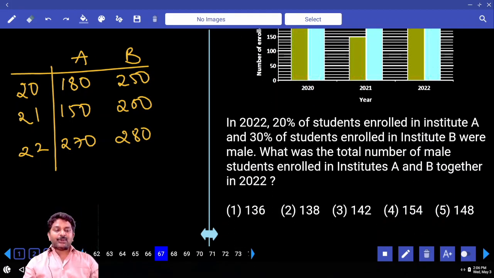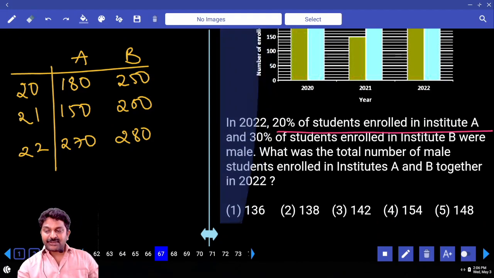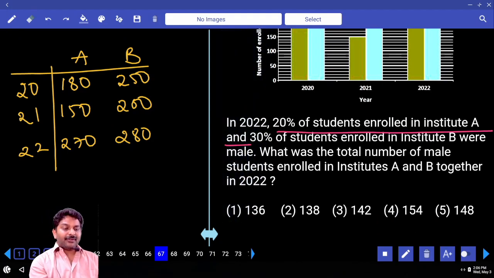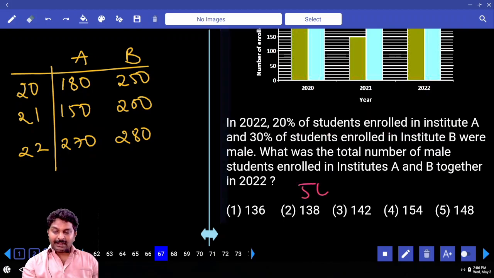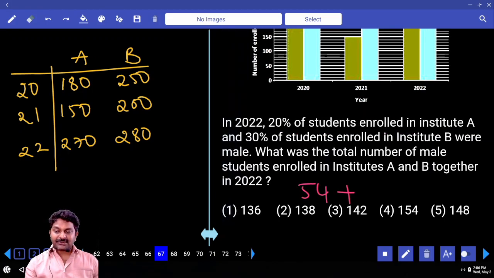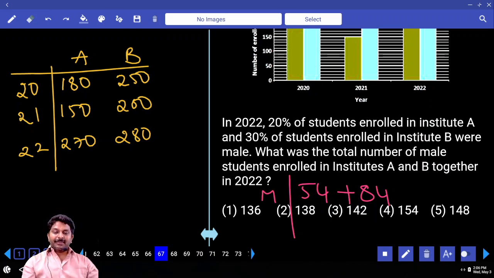In 2022, 20% of the students enrolled in Institute A. 20% of this number, 54. And 30% of enrolled students in B. 30% of this number, 84 are male. These many male people are there. What was the total number of male students enrolled in A, B together in 2022? That means the sum of these two numbers only, 138.